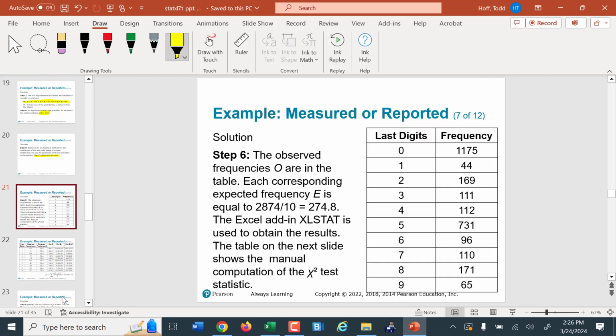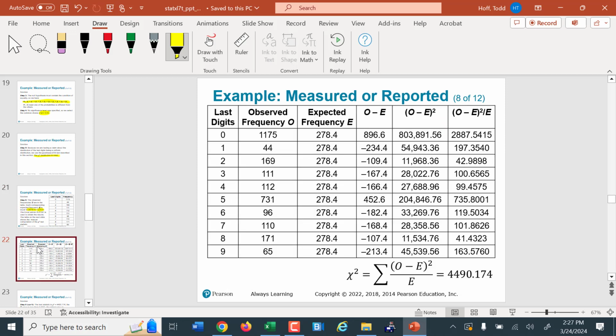So let's look at, these are observed values. We need to now go through and calculate the expected values. That's going to be just the total number divided by 10, because there's 10 digits. So that gives us that 274.8 that we saw earlier. And we do a table. So we put our observed values in here. We're going to do observed minus expected. Then we're going to square that. Then we're going to divide by the observed.